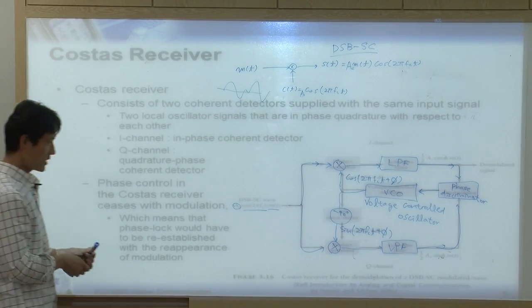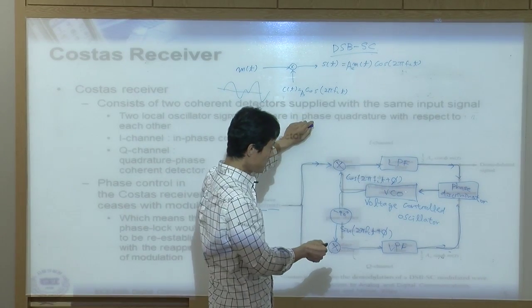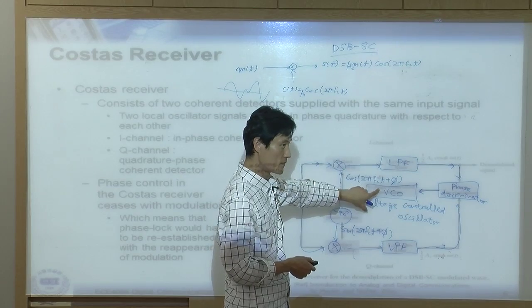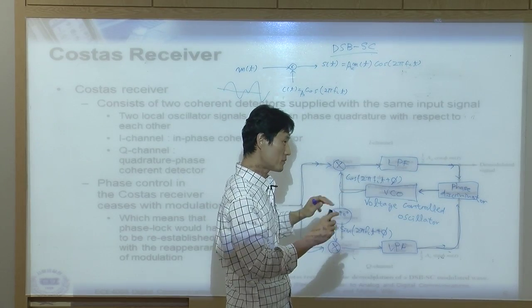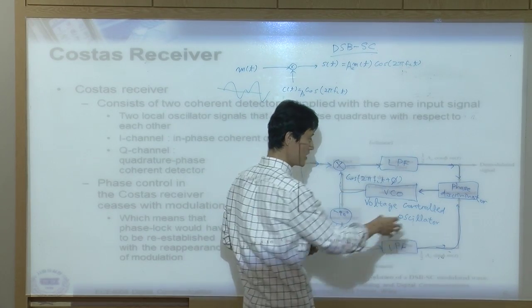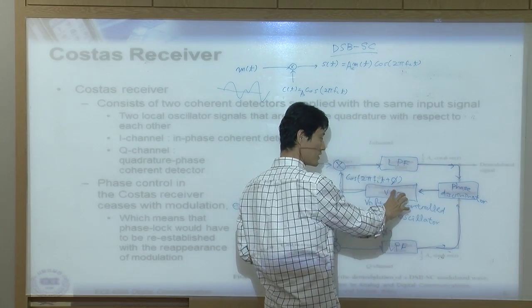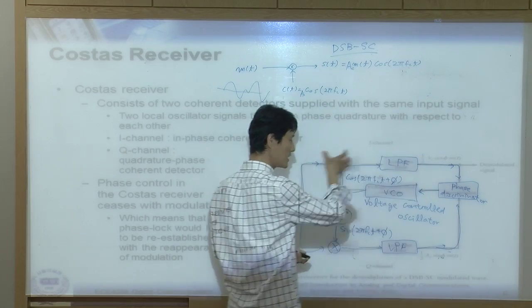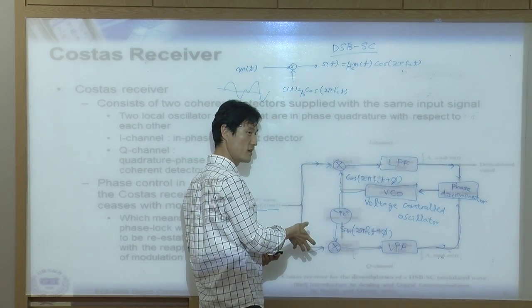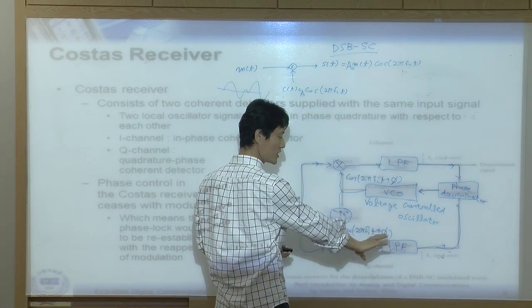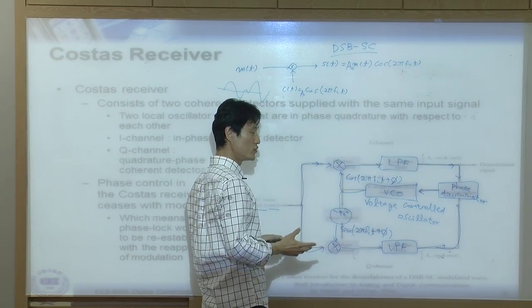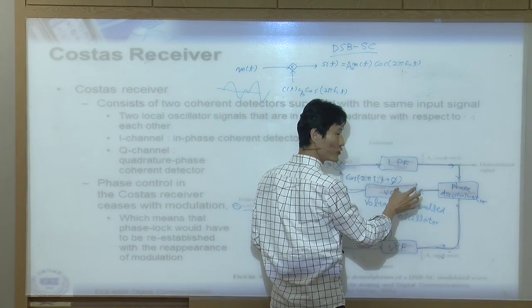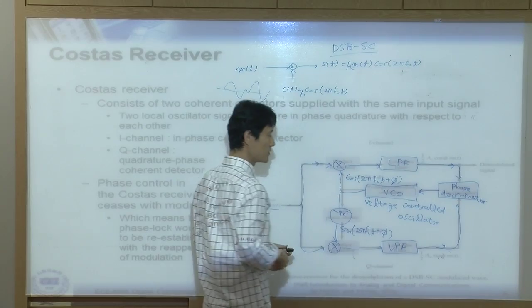So now let's understand what's going on here. First of all, what is a VCO? The important blocks here are these two: the phase discriminator and the VCO. These two are the most important in this receiver, because all the other parts are the same as QPSK. This is simply the I channel and Q channel, so that's not new to us, but these two are the new blocks. So what is a VCO?